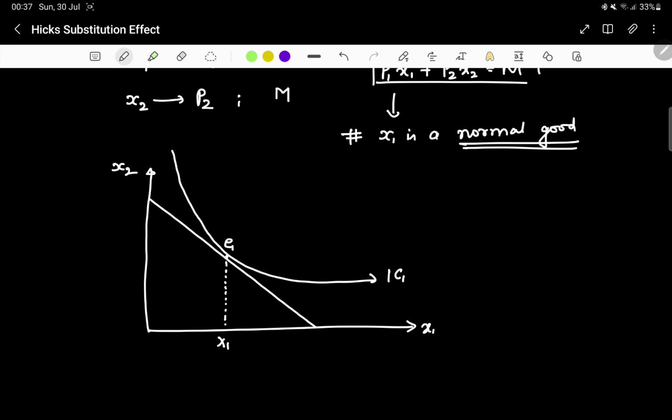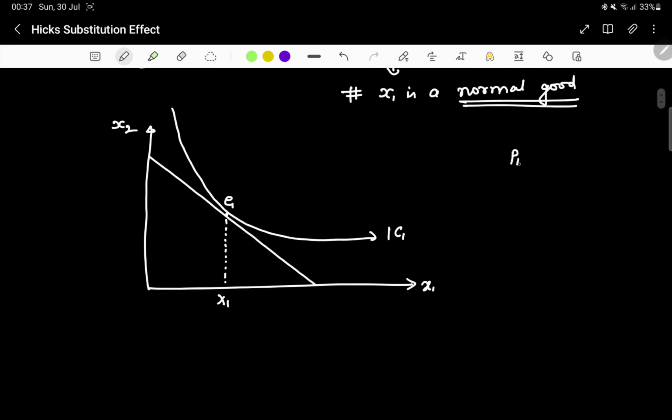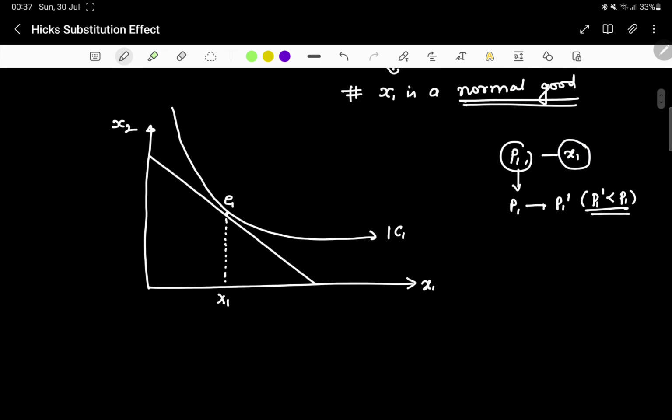Now let us assume that the price p1 corresponding to commodity 1 has changed. Let's say p1 has decreased to p1 dash, such that p1 dash is lesser than p1. Since the price has decreased, there will be a tendency to buy more of commodity x1, given x1 is a normal good. So what will happen? It will cause the rotation of the budget line. Let's say this is budget line CD. It will rotate from point C like this, C to D dash.